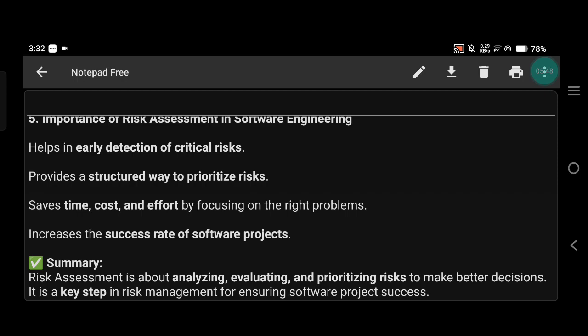So risk assessment in software engineering is about analyzing, evaluating, and prioritizing risk. It helps us save time, cost, and effort, and it increases the success rate of software projects.